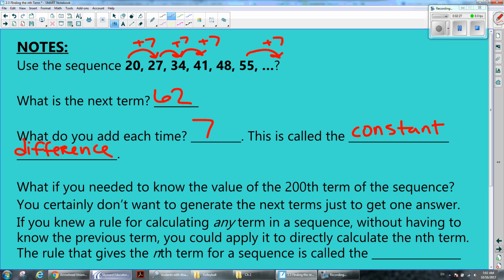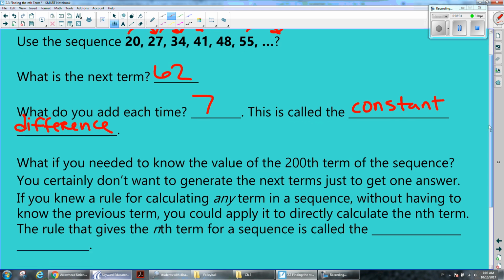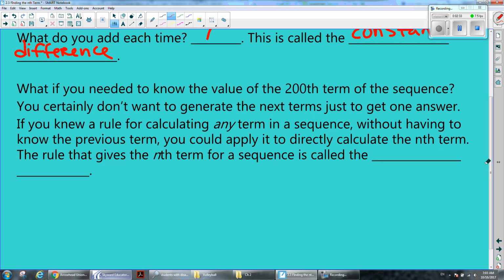So we could continue on with the sequence, but what if I wanted to know the 200th term of the sequence? You certainly don't want to generate the next terms just to get one answer. I don't want to keep adding 7 and adding 7 all the way up until that 199th term, and then add 7 to find the 200th term.